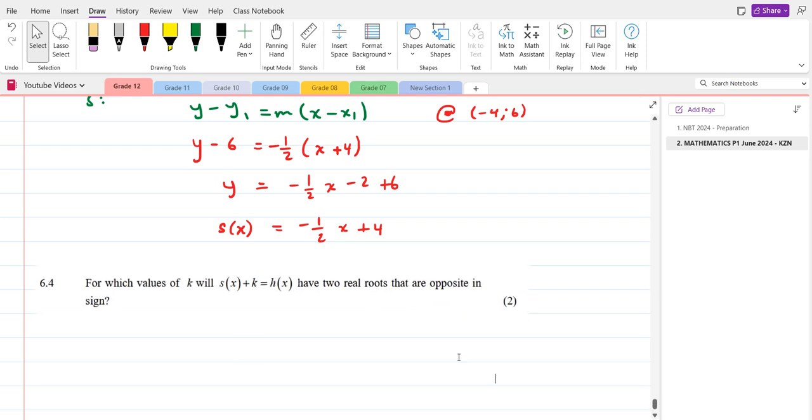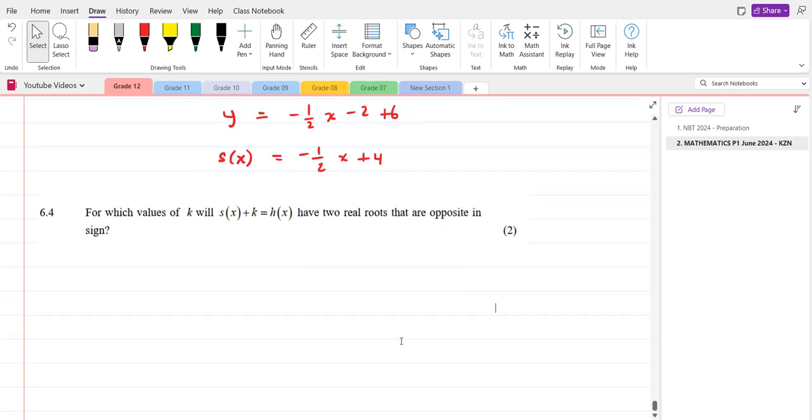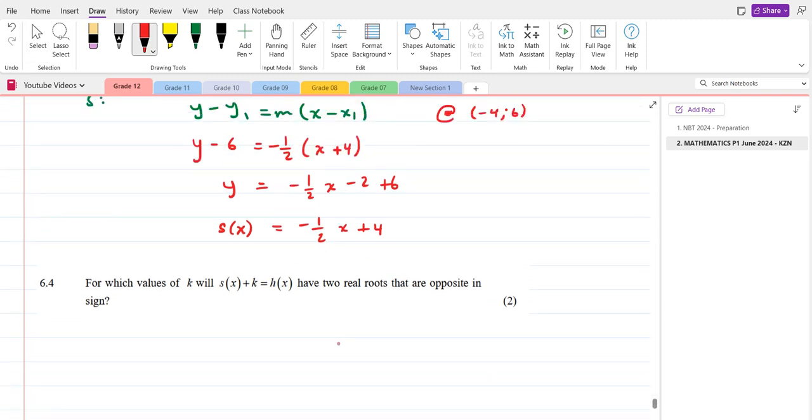For which values of k will s of x plus k have two real roots that are opposite in signs? Alright, so 6.4. So see what they're saying. S of x plus k equals h of x. Now what is s of x plus k? Have two real roots that are opposite in sign.